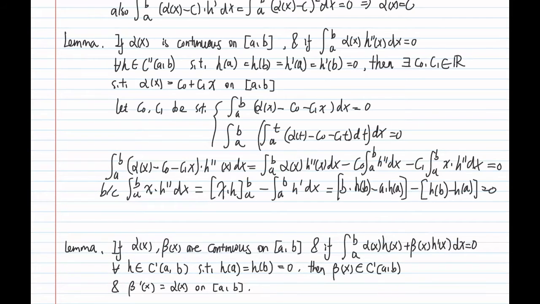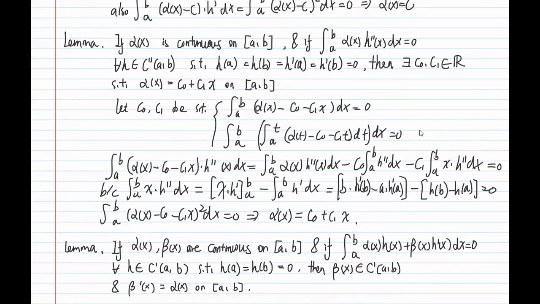So now this is 0, but also observe this equation is basically (alpha x minus c naught minus c1 x) squared, right? That means this equation is actually 0. And the same reason as above, right? So we would have alpha x equal to c naught plus c1 x, and that is proven. Actually, sorry about that. I just messed this up. There's actually a prime here, okay? Right? And now this is right.